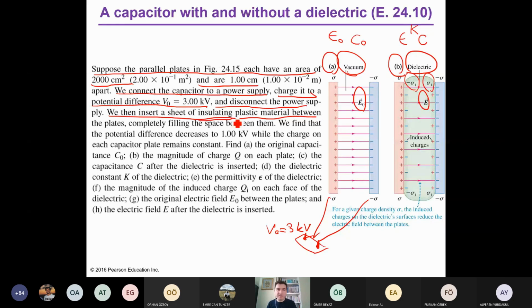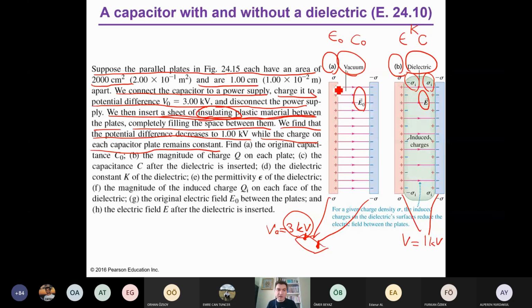We find that the potential difference decreases to 1 kilovolt. So now, after inserting the dielectric material, after inserting an insulating material, the potential difference is decreased to 1 kilovolt. At the beginning, it was 3 kilovolts. While the charge on each capacitor plate remains constant, Q charge does not change. Here we have sigma surface charge density, and here again we have sigma surface charge density.